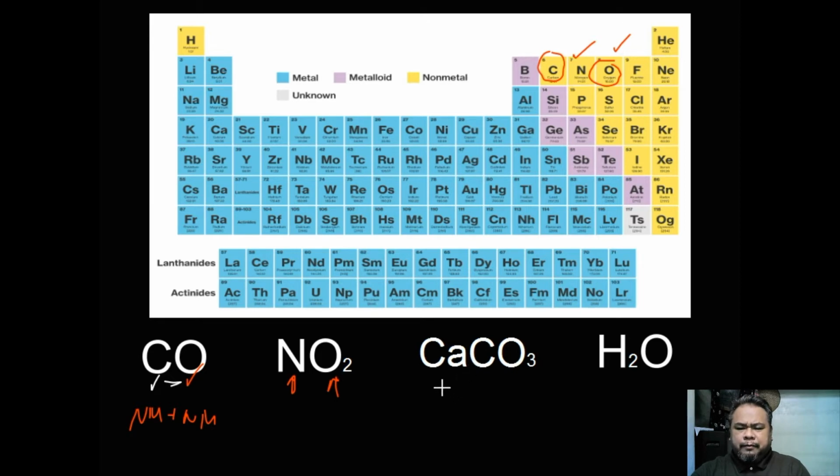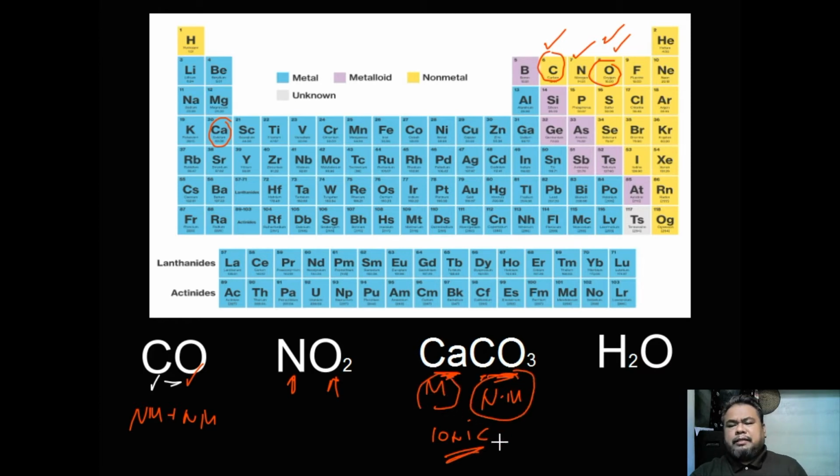How about calcium carbonate? The element calcium is here, and it belongs to metal elements, it's a metal element. Carbon is here, oxygen is here, and these two elements are non-metal. Now, it's a chemical bonding of metal and non-metal. Is that a covalent bond or an ionic bond? Right, so that is an ionic bond. So it is not a covalent bonding because that is our result, metal plus non-metal. So it is not covalent.